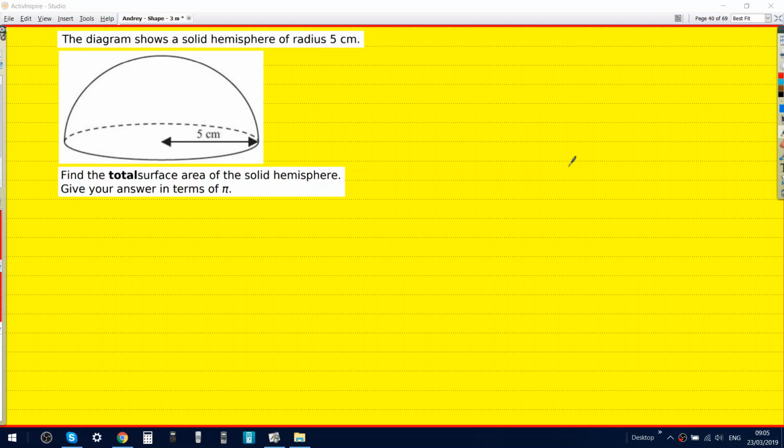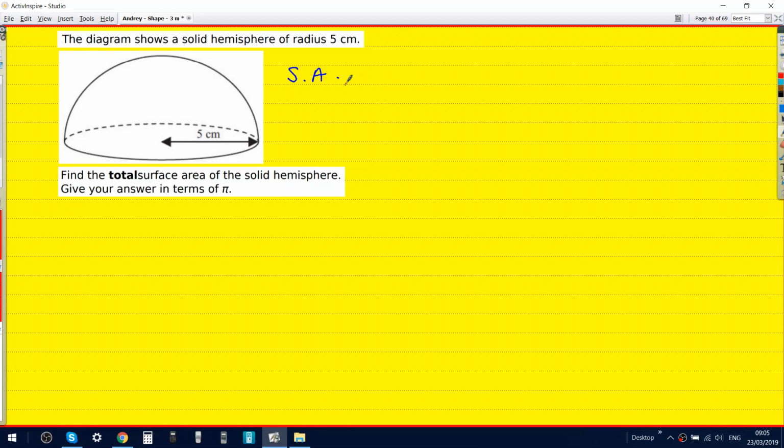Yeah, but they get the surface area of a sphere, not a hemisphere. But is it just half of the surface area of the sphere? Right. So what will be the surface area of a sphere? 4 pi r squared. That's it. And so what would you do for this one?